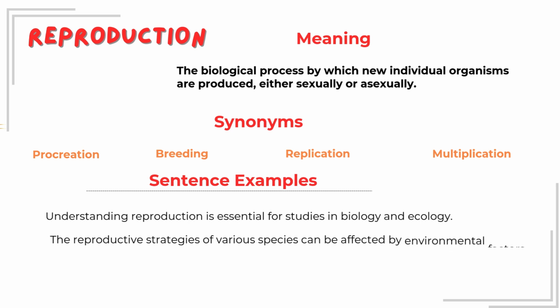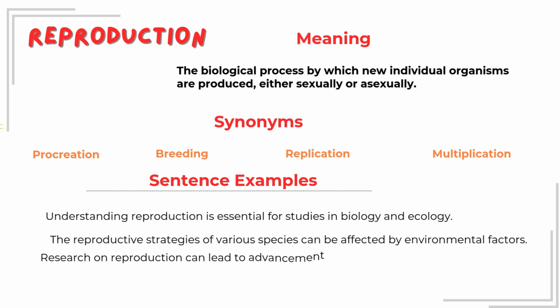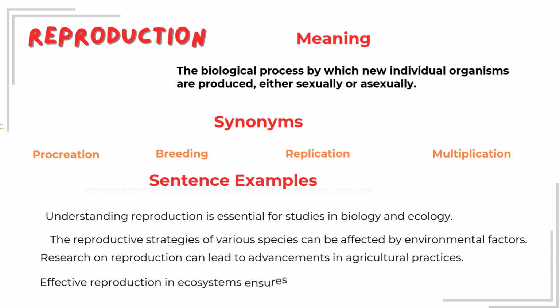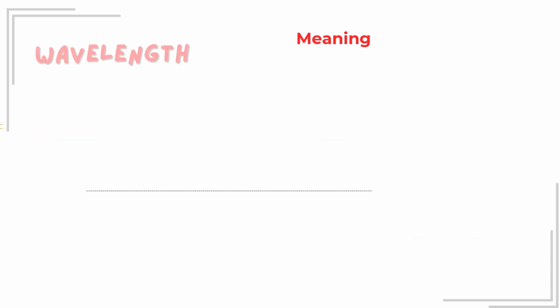The reproductive strategies of various species can be affected by environmental factors. Research on reproduction can lead to advancements in agricultural practices. Effective reproduction in ecosystems ensures the survival of diverse species.